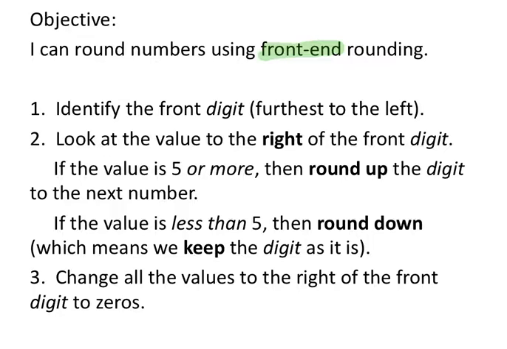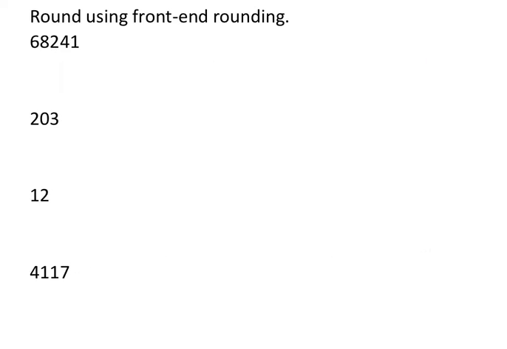To me, I think front-end rounding is convenient, just because we don't have to think about where the place value is that I'm rounding to. With front-end rounding, it tells you where to round to without having to find it, because it's just the digit farthest to the left. So round using front-end rounding. We got 4 examples here. And again, we don't need it to tell us, hey, round to the nearest thousands or hundreds or tens, because front-end rounding is just rounding to the digit farthest to the left.